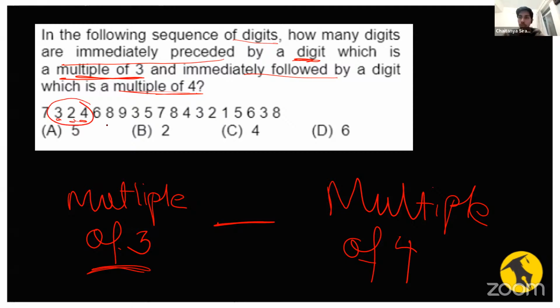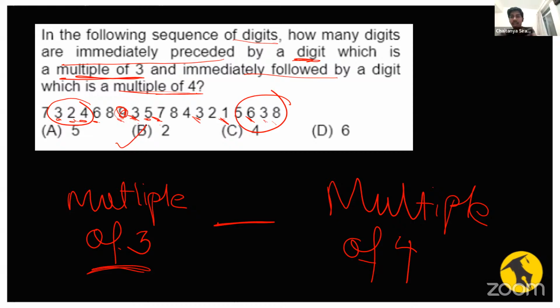Here, there's no more multiple of 3 directly. It's a 6, then 8, 9. This is not a multiple of 4, so this is not a pattern. I can start with 9 as well. 9, 3, 5. 5 is not a multiple of 4. 3, 5, 7. 3 is a multiple, but 7 is not a multiple of 4. Then 3, 1. 1 is not a multiple of 4. Then 6, 3, 8. Yeah, 6, 3, 8 is another pattern. So right now the correct answer is 4.